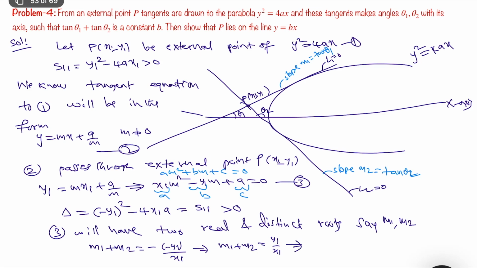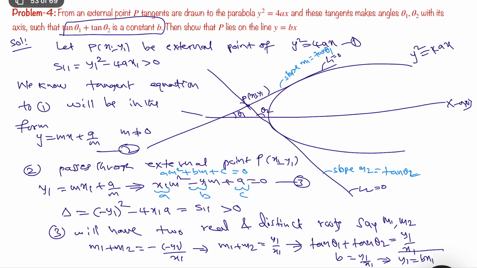Okay, but what is m1 plus m2? m1 is tan theta 1 and m2 is tan theta 2. That is equal to y1 by x1. But tan theta 1 plus tan theta 2 is constant b, right? So we have b equal to y1 by x1, that implies y1 equal to bx1. Therefore we can say that this (x1, y1) lies on the line y equal to bx. Okay, fine.